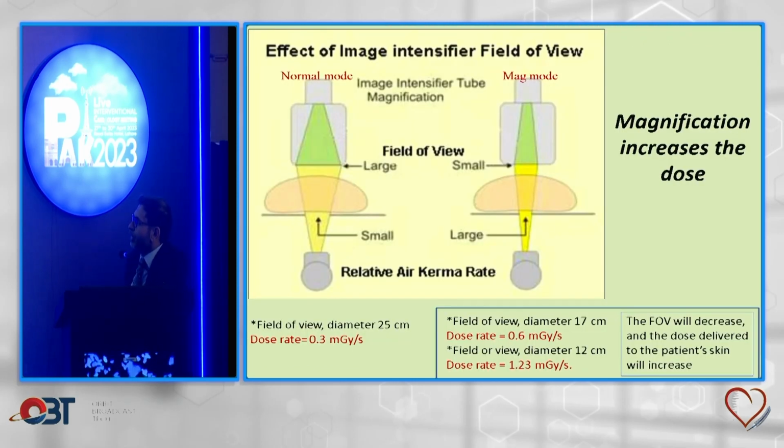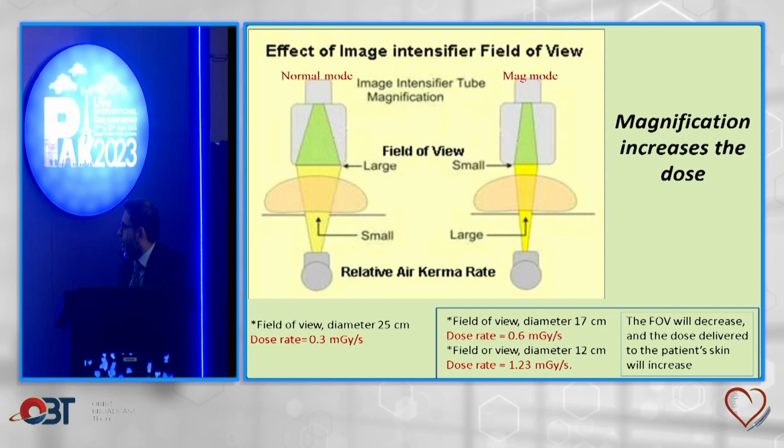Now, FOV is very important. This is when your technician focuses and magnifies things. If you have a FOV of 25 centimeters, which is a big FOV, the dose would be 0.3 milligrays per second. If you have a FOV of 17 centimeters, the dose doubles. If you have a FOV of 12 centimeters, a very thin slit where they're magnifying the images, the dose rate goes exponentially high, about 4 times that.